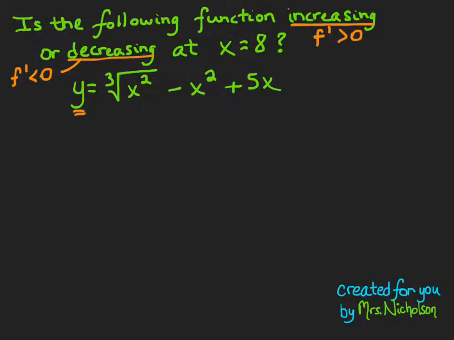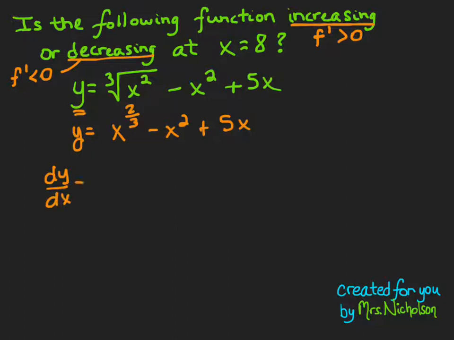So let's do that. Now I notice that I have a radical, and whenever I have a radical, I need to rewrite that as an exponent. So instead of the cube root of x squared, I'm going to rewrite that as x to the 2/3 power, minus x squared plus 5x. Now we're ready to find a derivative.